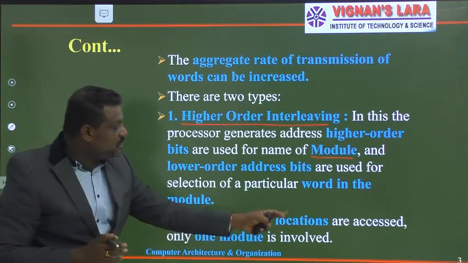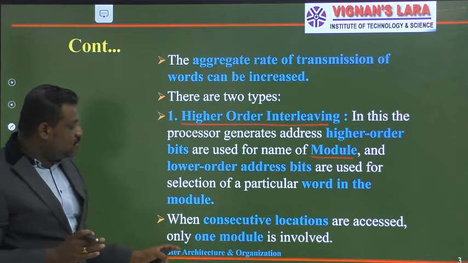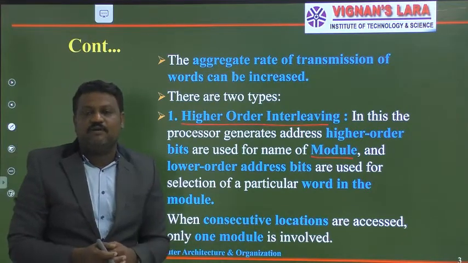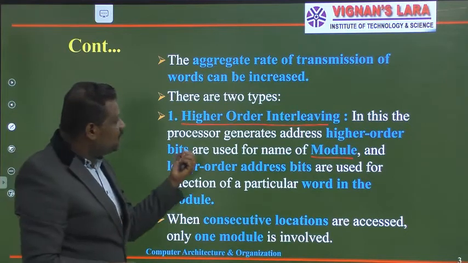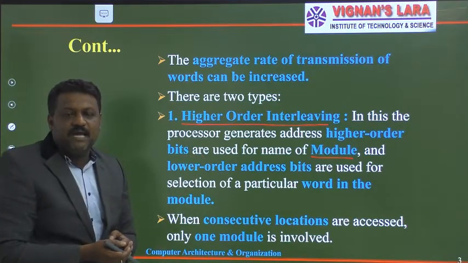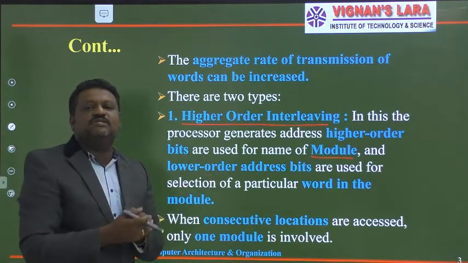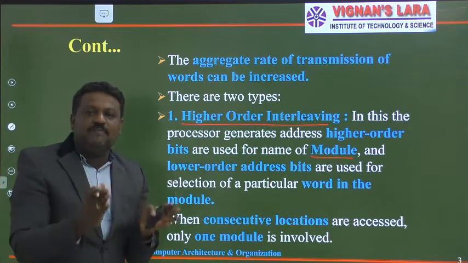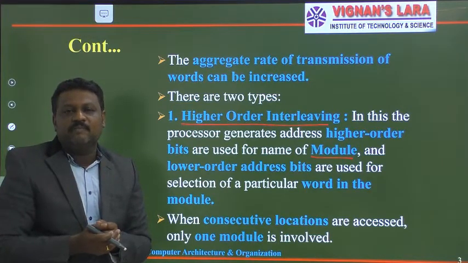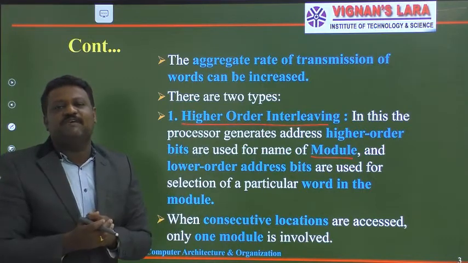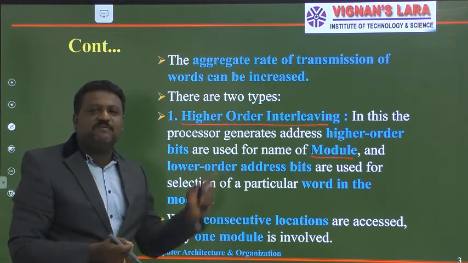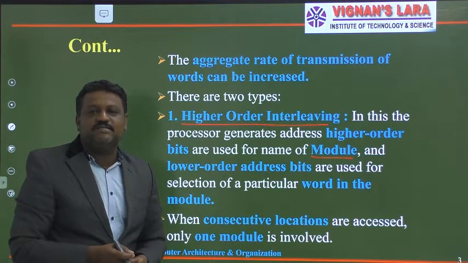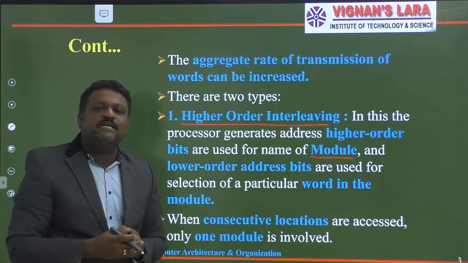When continuous locations are accessed, only one module is involved. The major problem here is that in this interleaving concept, if I want to access the information of successive locations, only one particular module is enabled, because these successive locations are available only in that one module itself. This is the major problem of higher order memory interleaving.